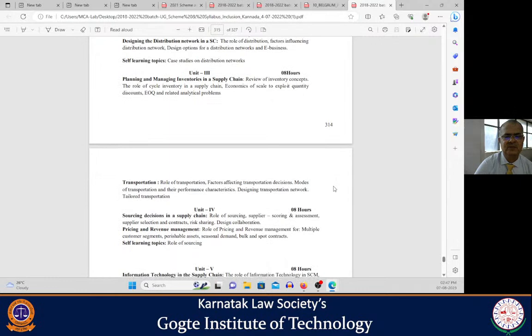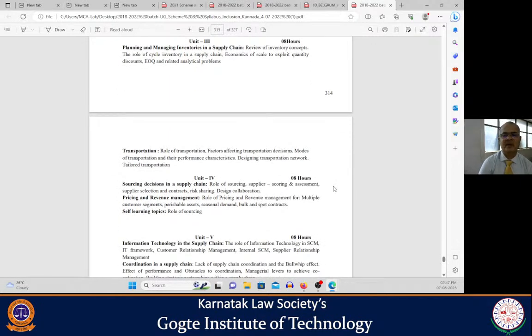Unit number 4 talks about pricing and revenue management. Sometimes there are multiple customer segments, like while booking flight tickets, where we come across multiple customer segments, and sometimes we fix the price for assets that are perishable, seasonal, and all. So we need to focus on revenue as well as pricing management for each product. The role of suppliers and how to assess them is also dealt with in unit number 4. That is sourcing decisions and scoring the suppliers, and also pricing and revenue management.